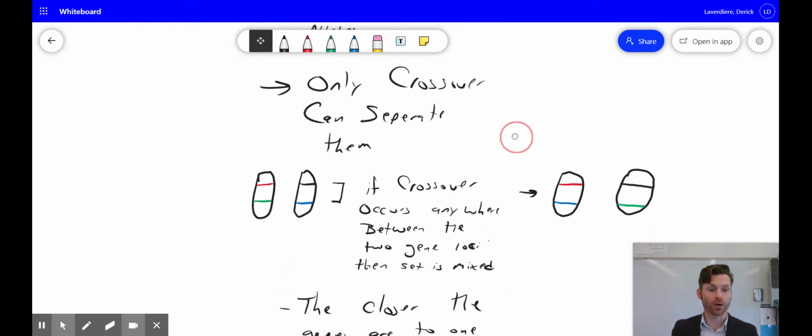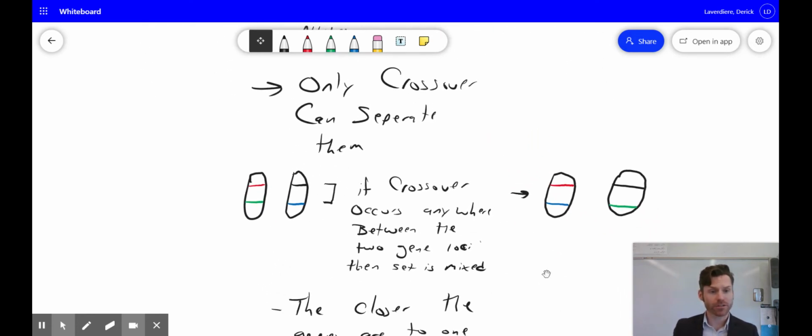The only way to separate linked genes in an individual is through a crossover event. So if crossover happens to occur between the two linked genes, in this space in between, then we get a recombinant chromosome with the different combination, right? So the big D could be with the big E in this instance, if crossover just so happened to happen between these two genes.